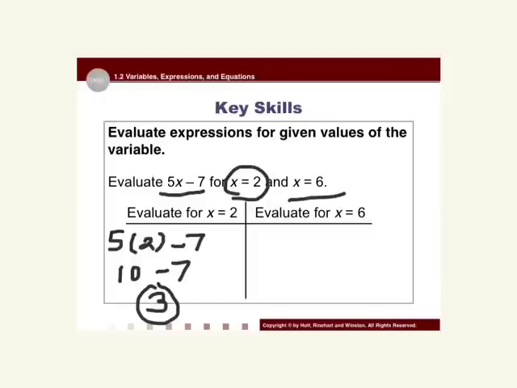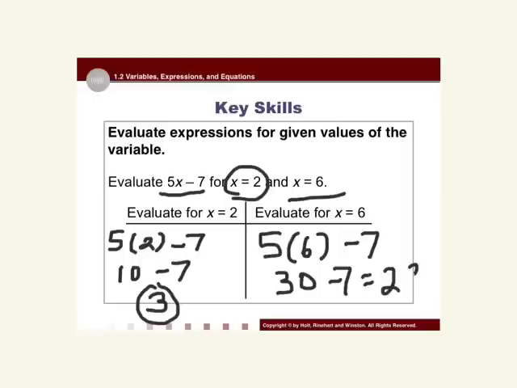Now we're going to evaluate it a second time, but this time we're going to use x equals 6. So we go 5 parentheses times 6 minus 7. So 5 times 6 is 30, minus 7 equals 23.